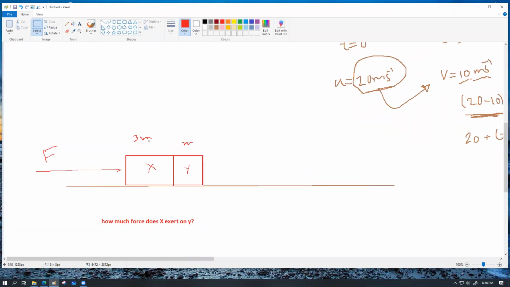Well, one thing you need to understand is that you cannot add dissimilar quantities. You cannot add mass with force. You can add two masses. You can add two forces. You can add two accelerations. You can add two velocities.